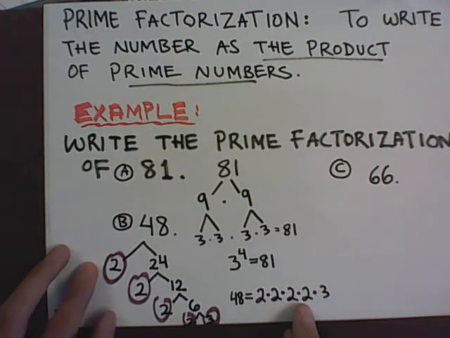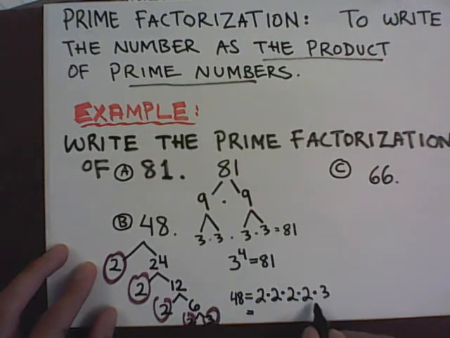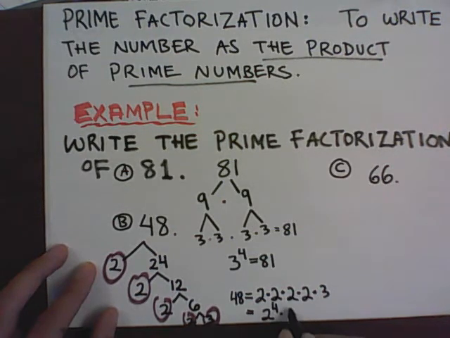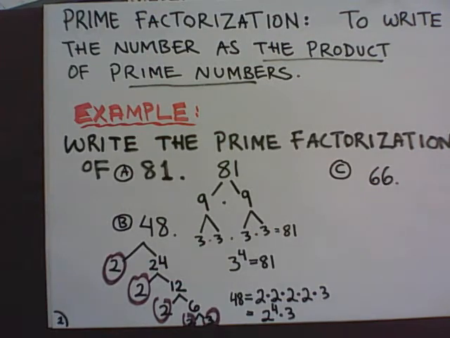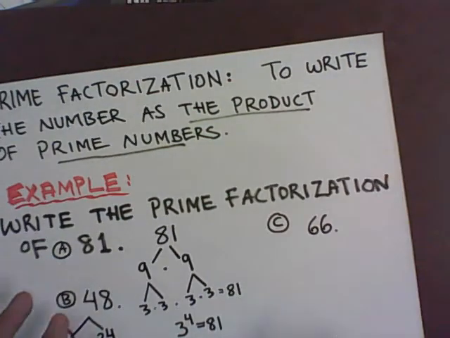Okay, notice these are all what kind of numbers? Prime. Now I can simplify this. How many 2's we have? 1, 2, 3, 4. Okay, so 2 to the 4th power times 3. Okay, so that's the answer there. 2 to the 4th power times 3.